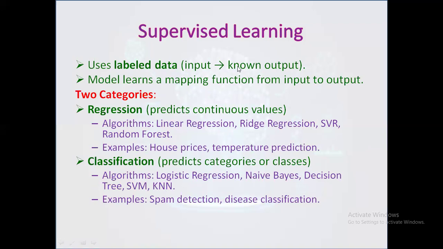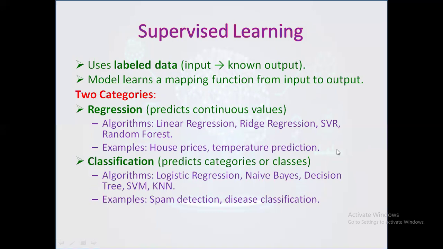That means known data, known input, known output. It learns a mapping function from input to output. There are two types in this case: regression and classification. Regression predicts continuous values. The algorithms used in this case are linear regression, ridge regression, SVR, and random forest. Examples are house prices and temperature predictions.